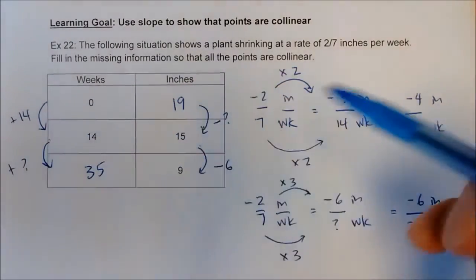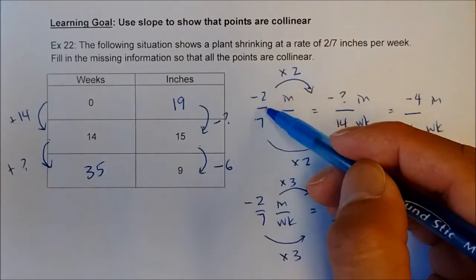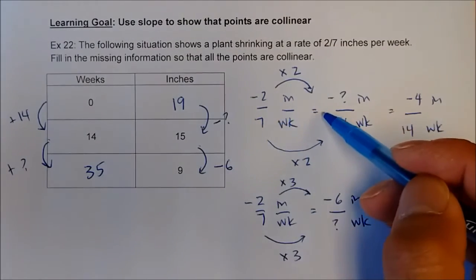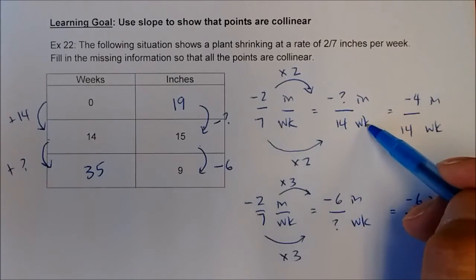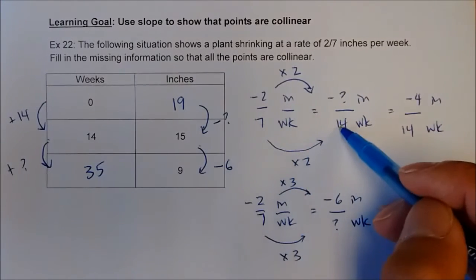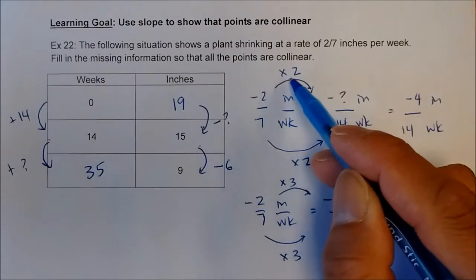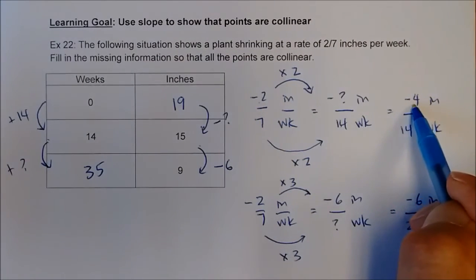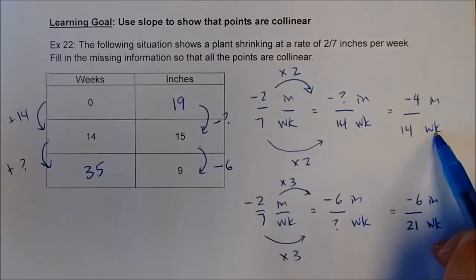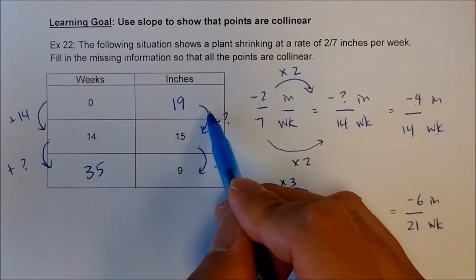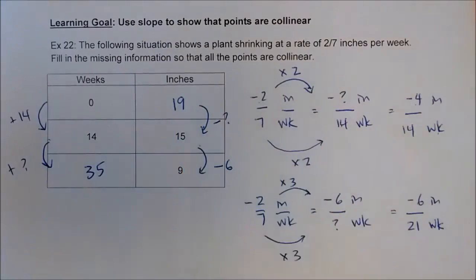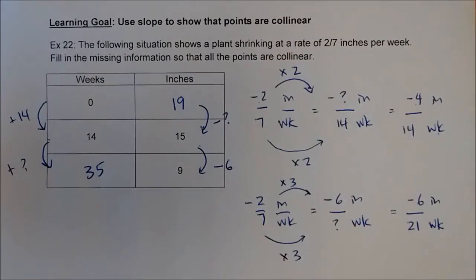of 14 weeks, and so I took the unit rate, -2 inches per 7 weeks, and set it equal to question mark over 14 weeks. Notice that 7 times 2 equals 14. -2 times 2 gives me -4, so that would be -4 inches per 14 weeks. So what number minus 4 gives us 15? That would be 19. And so we can see that that's going to be a decrease there, since this is a shrinking plant.